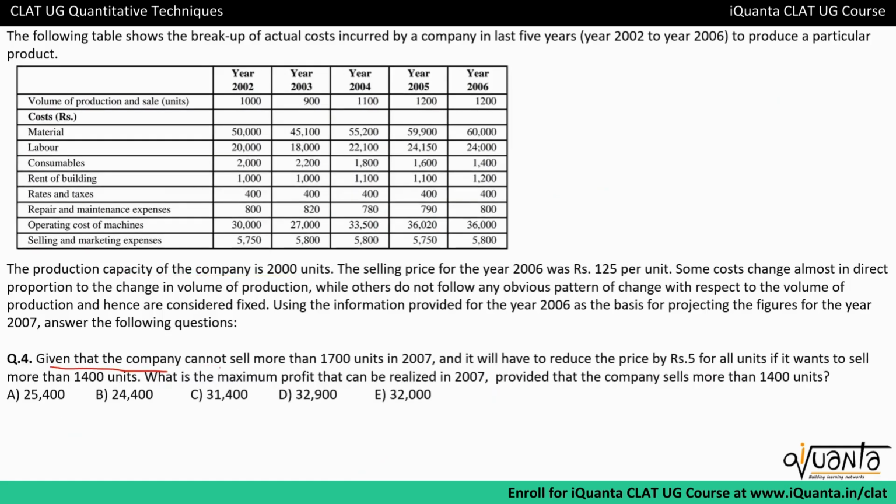Given that the company cannot sell more than 1700 units in 2007, and it will have to reduce the price by rupees 5 for all units if it wants to sell more than 1400 units. What is the maximum profit that can be realized in 2007, provided that the company sells more than 1400 units? So company has to sell more than 1400 units, hence it will have to reduce the price by rupees 5. So SP now will become 120, right? Earlier it was 125. If we reduce it by 5, now it would become 120 per unit.